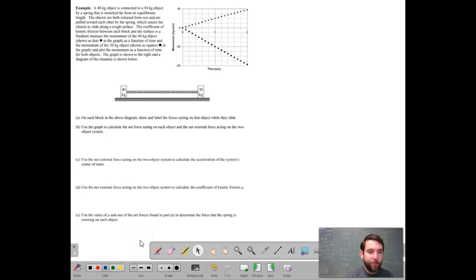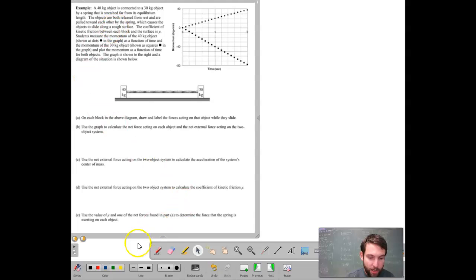Here we have this two-mass system connected by a spring. It's stretched far from its equilibrium length. That means the spring is applying a force to try to restore whatever object it's connected to back to its equilibrium length. The objects are both released from rest and are pulled towards each other by the spring, which causes the objects to slide on a rough surface.